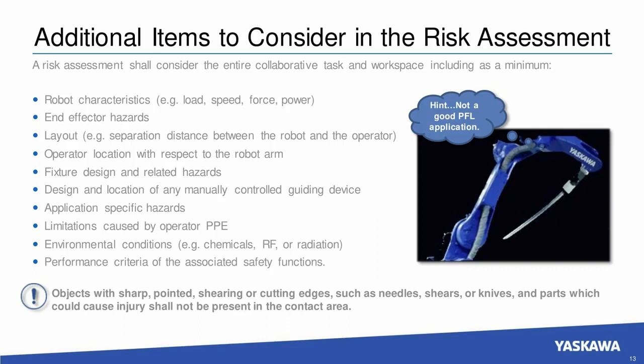handling sharp parts. And limitations caused by operator PPE, believe it or not, that's actually a thing too. If I have big gloves on, is that getting in the way of me accurately handling the robot? Environmental conditions such as chemicals, RF, or radiation, and the performance criteria of the associated safety functions. I do want to note that TS 15066 states: objects with sharp, pointed, shearing, or cutting edges, such as needles, shears, knives, and parts which could cause injury, shall not be present in the contact area. So just for fun, I threw that up there. Hint: a robot carrying a sword would not be a good PFL application.